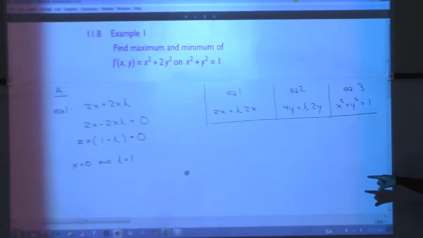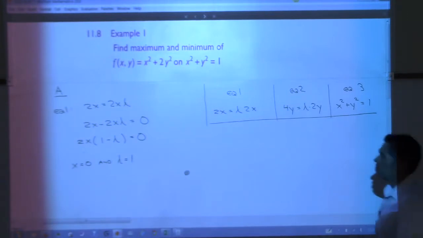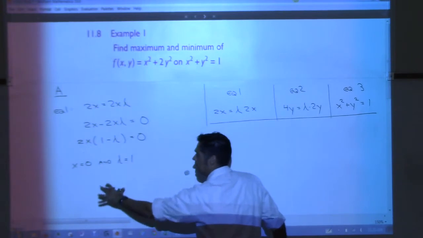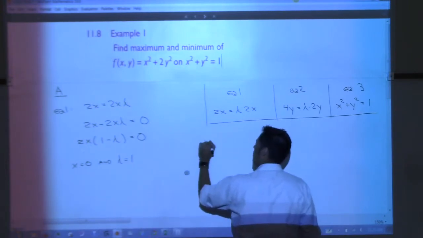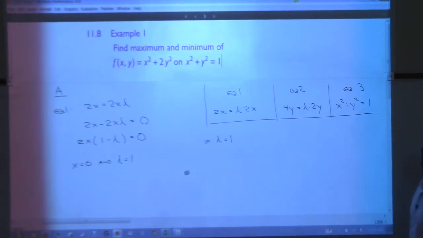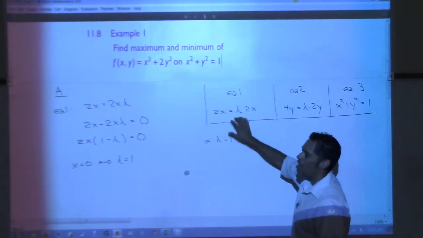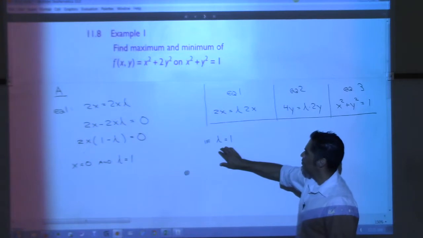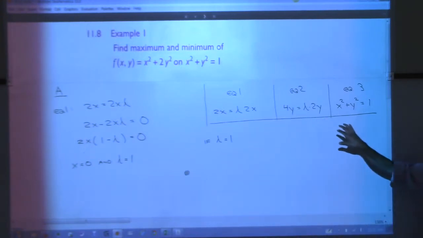So which one do you want to start with? You want to do lambda equals 1? Okay. So still continuing this. If lambda equals 1, then what can you tell me? Then what? Well, yes, but that was working with this equation. That's where we got lambda being 1 from. What can you tell me from the second equation?